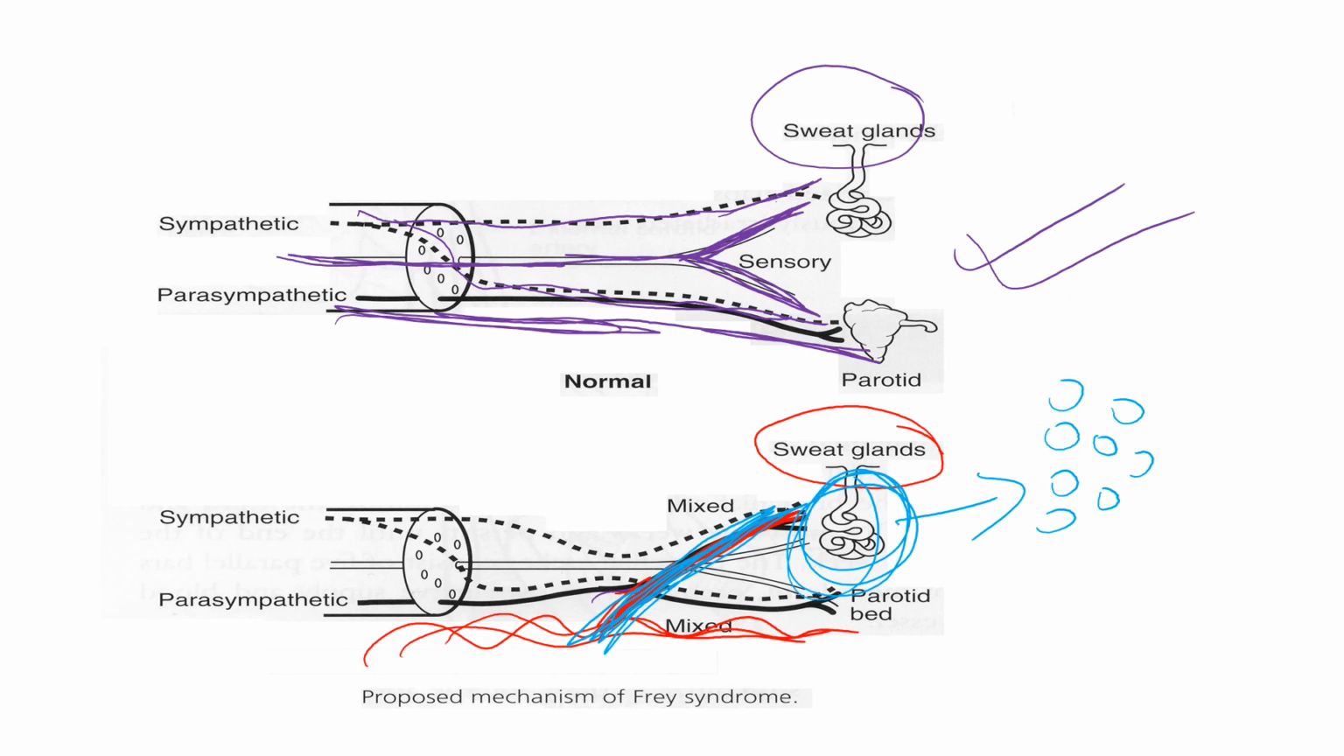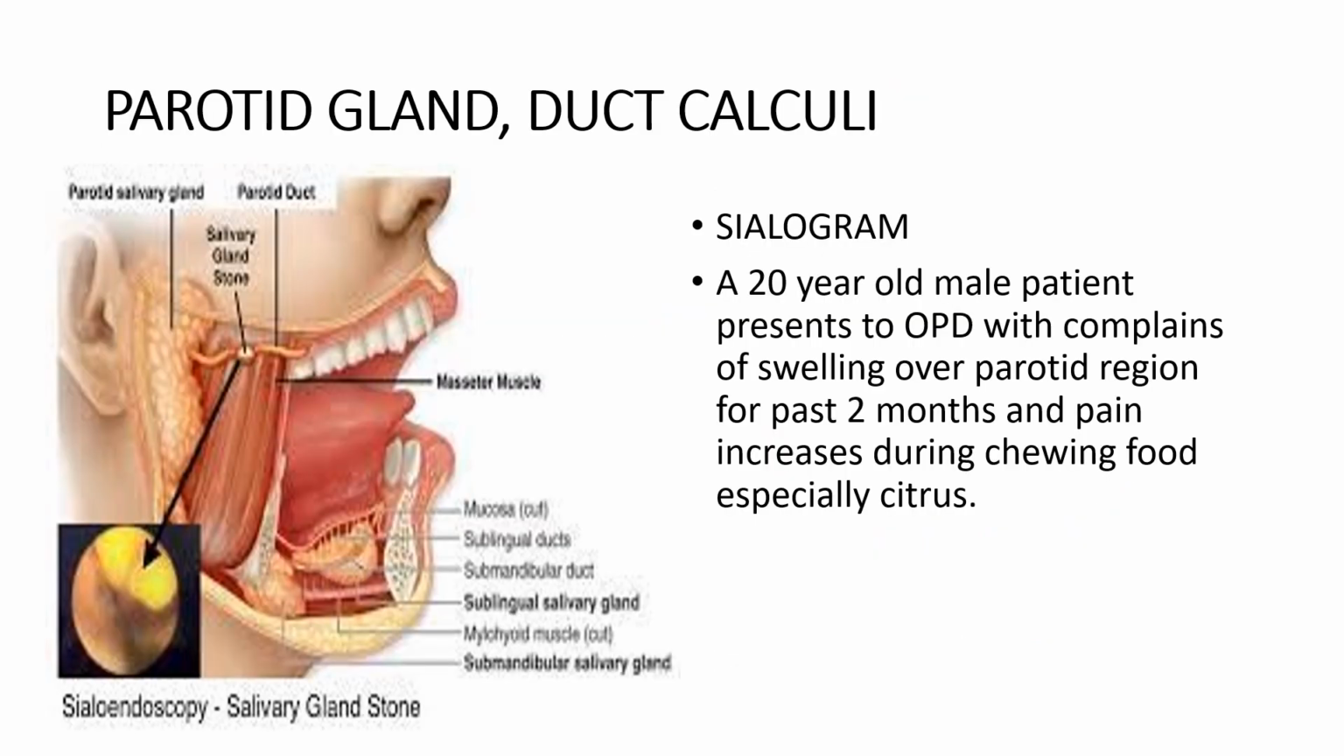So when the person eats, along with the secretions of the parotid gland, there are also secretions from the sweat gland because of this aberrant connection here. So that is about the anatomy of Frey syndrome. Now we have parotid duct calculi. There's a procedure called sialogram to find out the stone in the parotid duct.